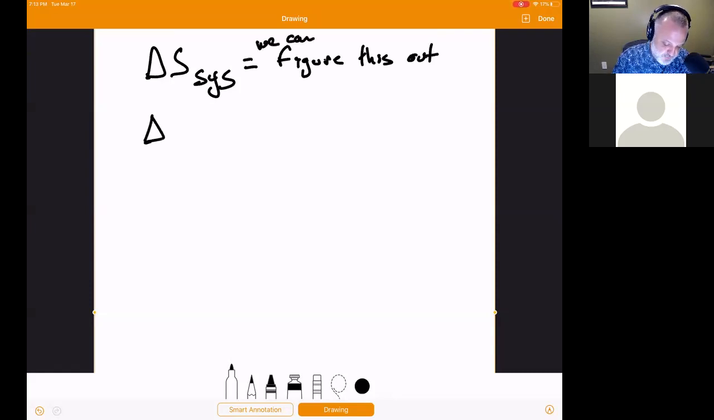Now, there's this other entropy, right? So when we talk about chemistry, we talk about thermodynamics. There's two things that we think about. We think about the system and we think about the surroundings. Now, the system is always the molecules in the reaction that we're talking about. The surroundings is everything else in the universe.